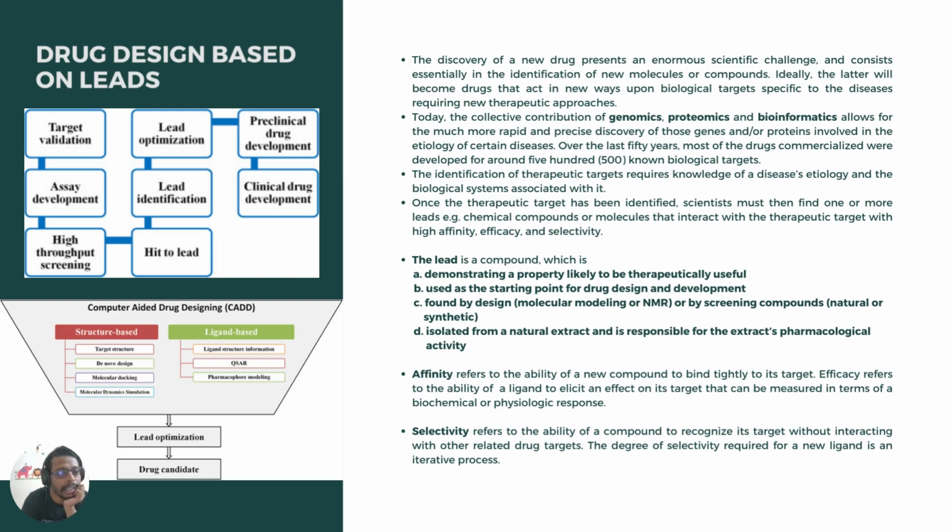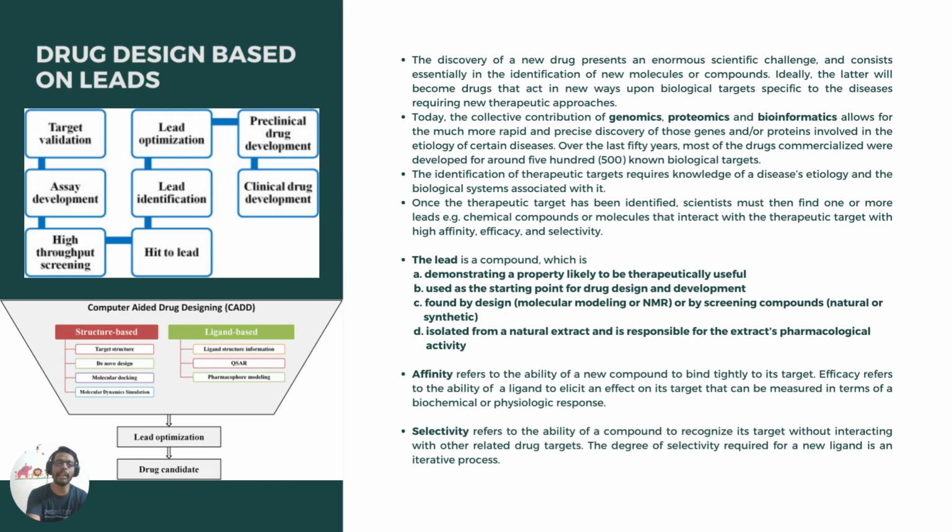Okay, if you see the flow chart here, from the database, targets will be identified. Then target validation will be done. From the target validation, assay development will be done, meaning a list of molecules will be identified. Through that list, high throughput screening will be done, where certain lead molecules will be identified.